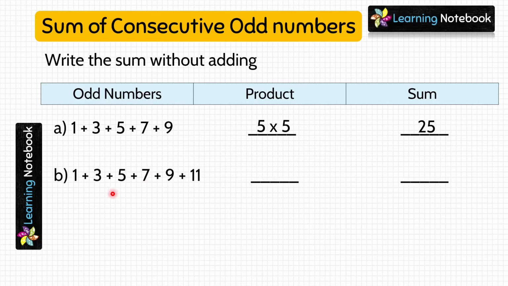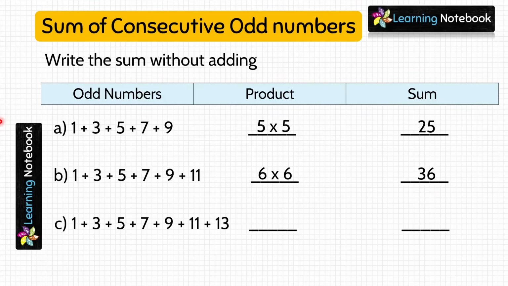Next, this is the question 1 plus 3 plus 5 plus 7 plus 9 plus 11. So students, these are the first 6 consecutive odd numbers. That means their sum equals to 6 into 6, which is equals to 36. So again, we have got the sum of these consecutive odd numbers without adding them.